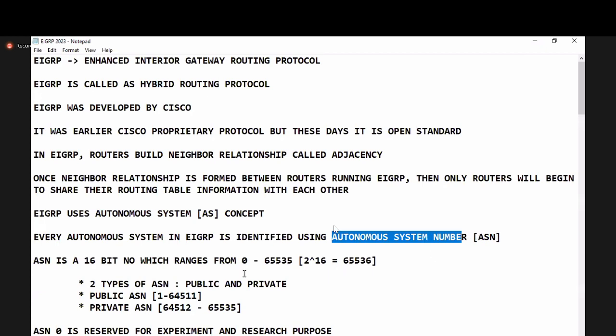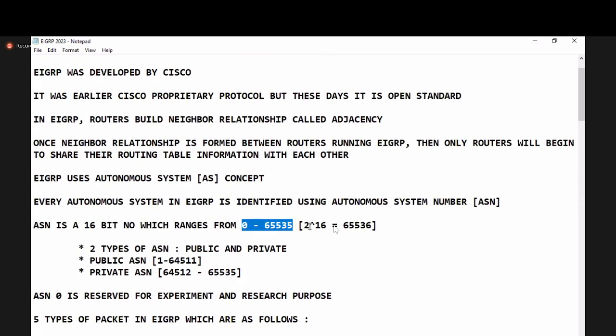And this ASN is a 16-bit number, which ranges from 0 to 65535. 2 raised to 16, that is 16 bits. So 2 raised to 16 is 65,536. Means this many autonomous system numbers we can have in EIGRP. Means you can configure 65,536 groups of IP networks in your router.